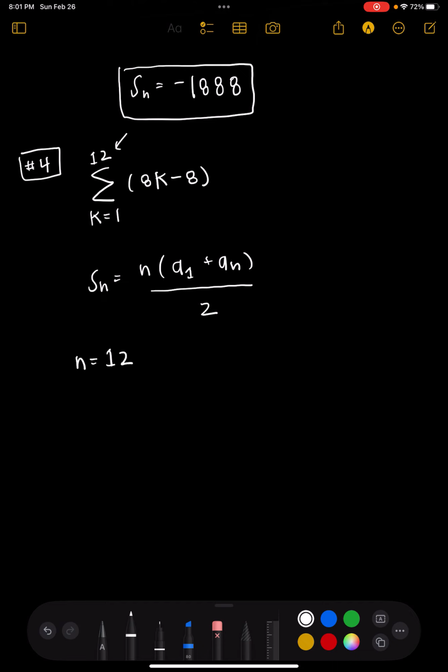Now we need to find a1 and an. Now, to find those, they're actually pretty easy. Well, for a1, what I'm going to do is take that equation, the 8k minus 8, and replace the k with 1. So I'm going to say 8, but instead of k, I'm going to put a 1, minus 8, and figure out what that is. So 8 times 1 is 8, minus 8 gives me 0. So a sub 1 is 0.